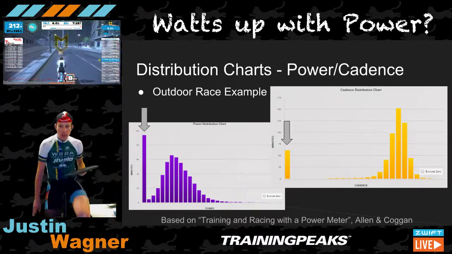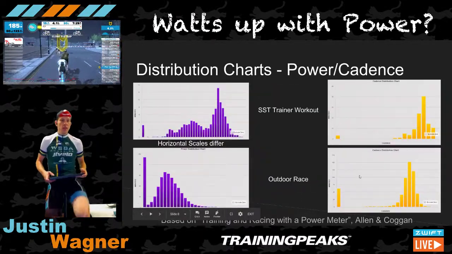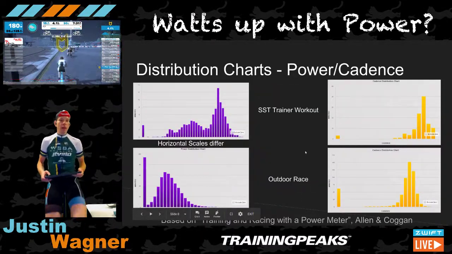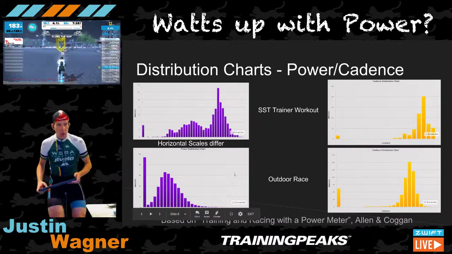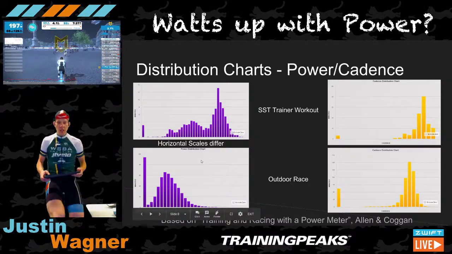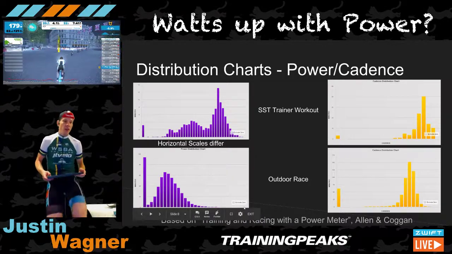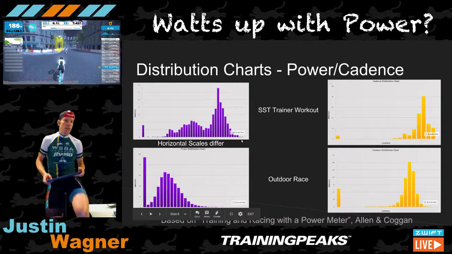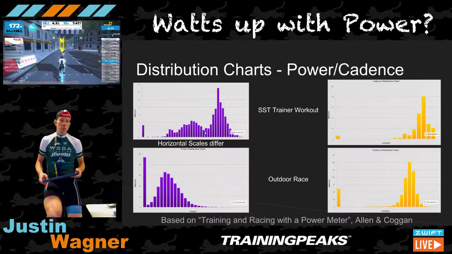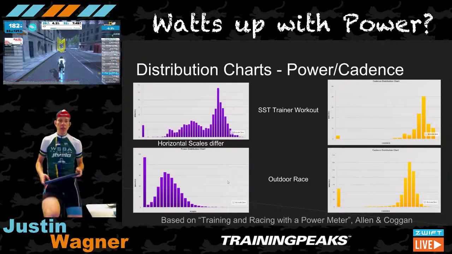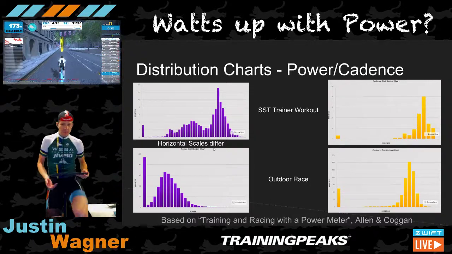So, give me a second to catch the graph here a little bit. So, here we go. Let's put them side by side. Power on the left, cadence on the right. Now, I will note that the horizontal scales are different here. So, this peak on the far right of power is not the same wattage number as this one. This one should probably be shifted quite a bit to the left, if you were trying to line up the horizontal scales between these two.